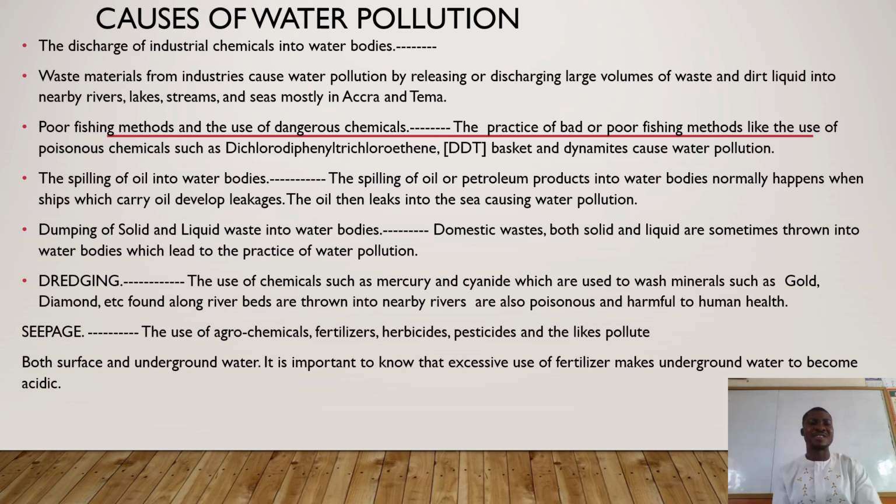Then we have dredging. Dredging is when we use chemicals such as mercury and cyanide to wash minerals such as gold, diamond, bauxite, manganese, etc. And seepage is when we use fertilizers, herbicides, etc. We know that excessive use of those things pollutes the water we drink and makes the water acidic.